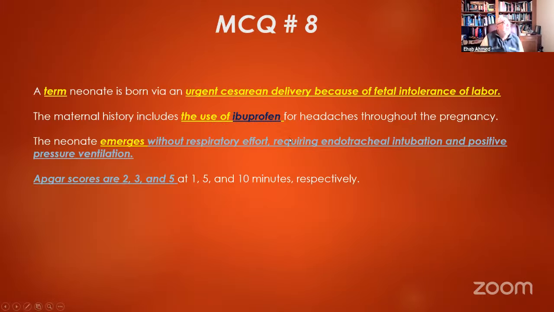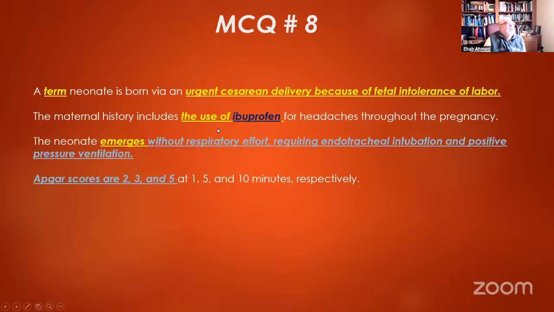This is a very important question because we are dealing with very common issues in pregnancy and in the newborn baby. We have a term infant delivered by urgent C-section because of fetal intolerance of labor. The baby was doing badly during labor, meaning by monitoring the fetal heart rate pattern and rhythm and the number of beats per minute, tachycardia or bradycardia. So they had to do an urgent section.